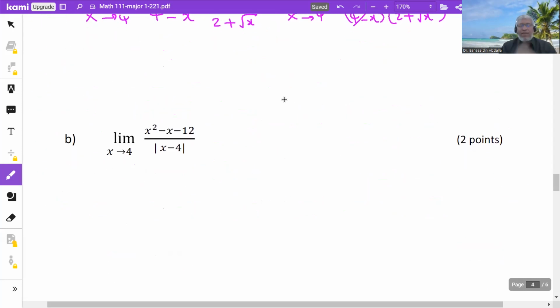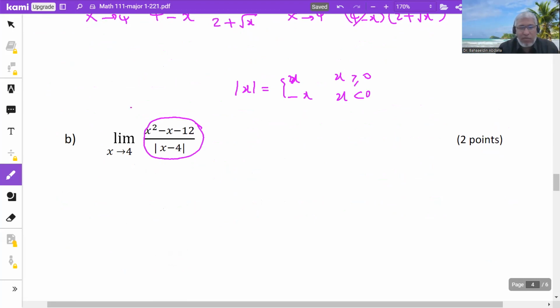Finding this limit, well, I have an absolute value, and the absolute value is a piecewise function because the absolute value of x is either x or negative x. It is x if x is positive, and it's negative x if x is negative. So let us call this function f of x, for example. When we have the absolute value of x minus 4, using the same definition, I replace each x by x minus 4.